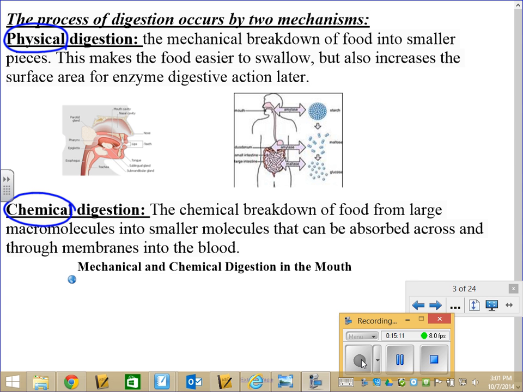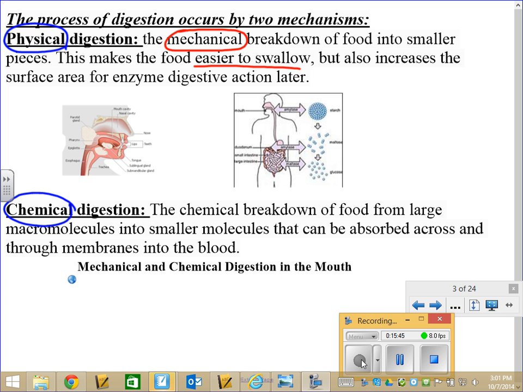So for physical digestion, it says that it is the mechanical breakdown of food. And I'm highlighting that word because that would be how you could describe what's happening. Literally, we're making the food into smaller pieces. So the girl in the video was eating a sandwich. When her teeth rip the bread apart and make smaller pieces of bread, that's physical digestion. It makes your food easier to swallow. Of course, smaller pieces make it easier to swallow. That's why you're supposed to chew your food well.